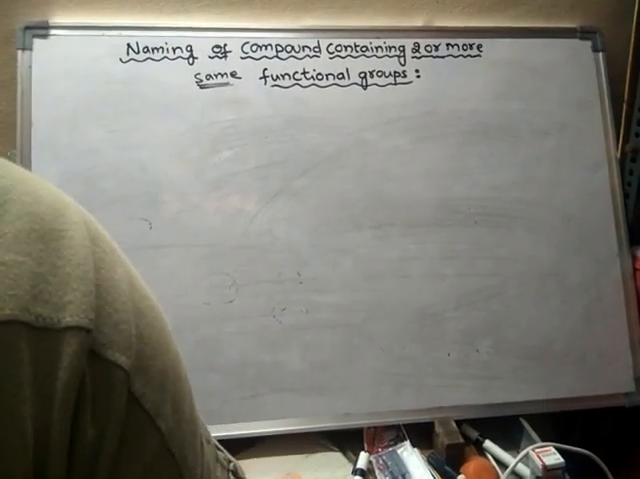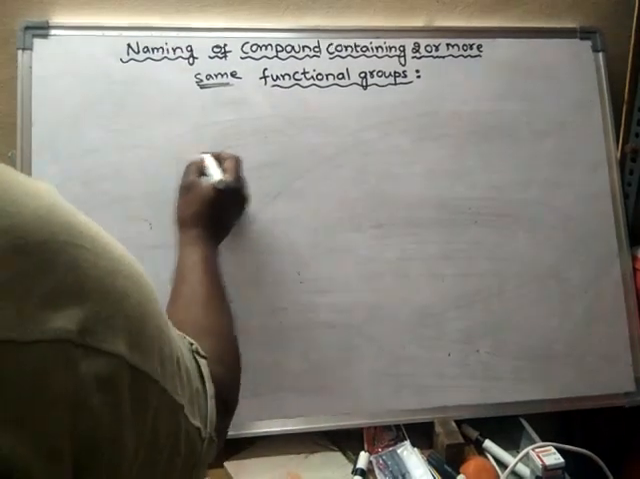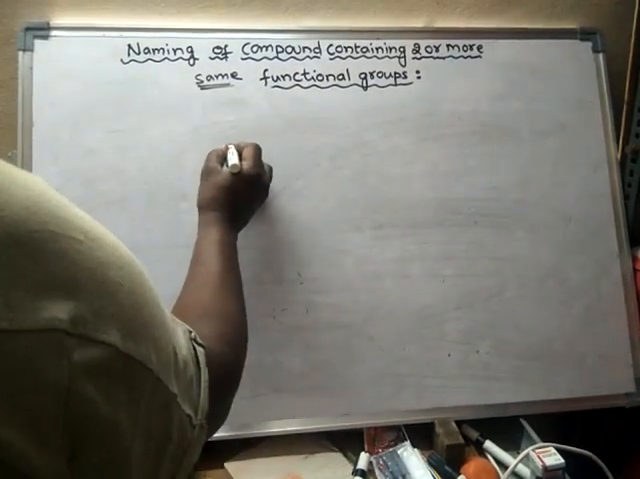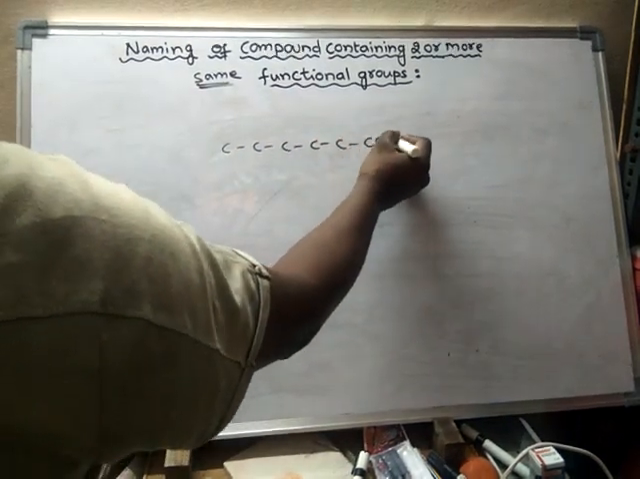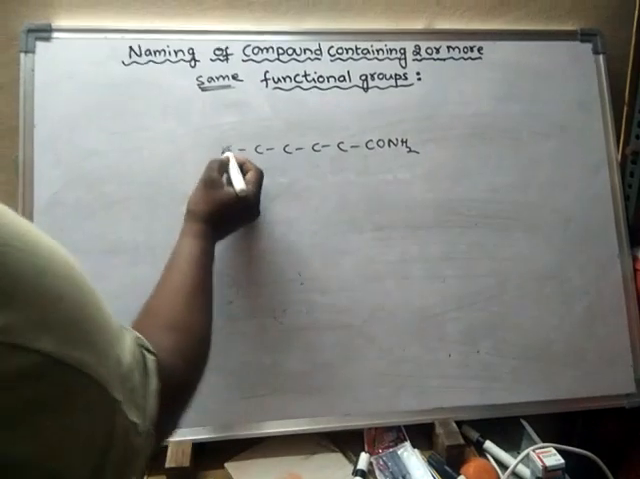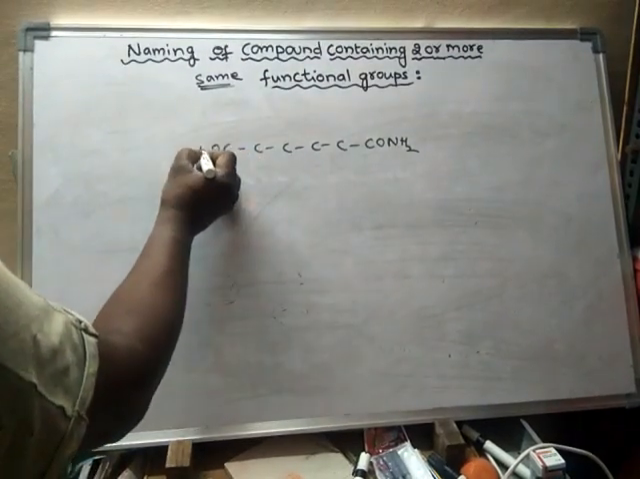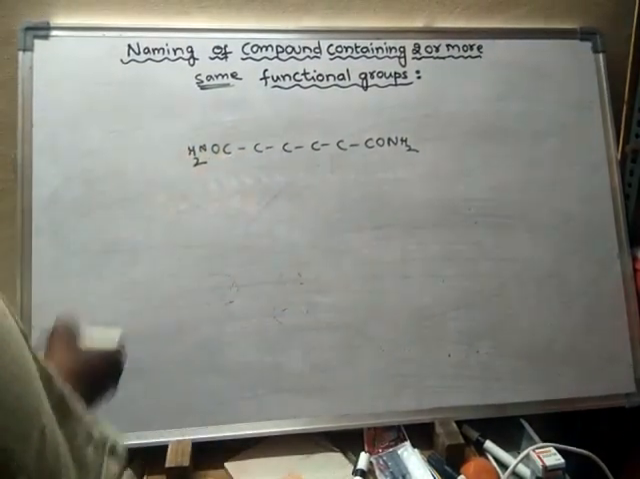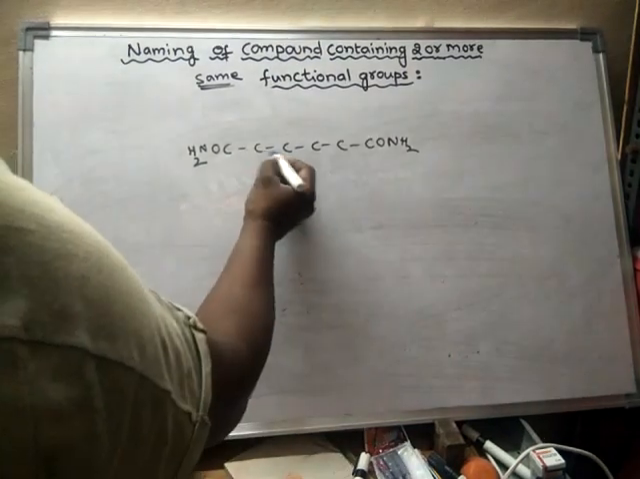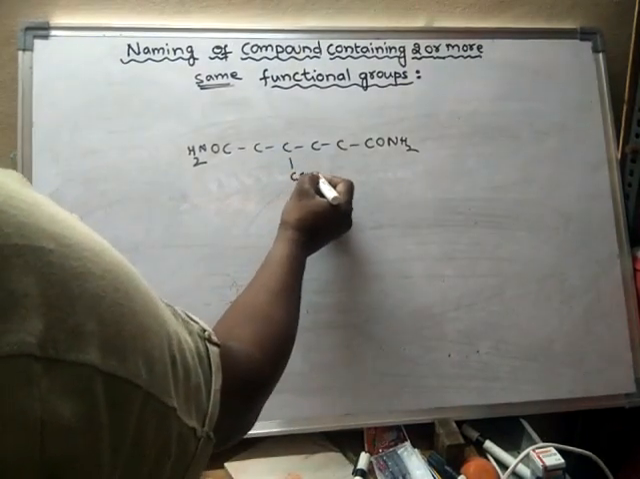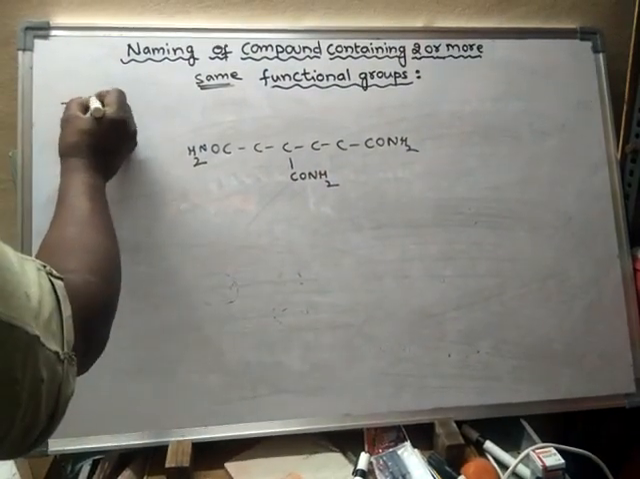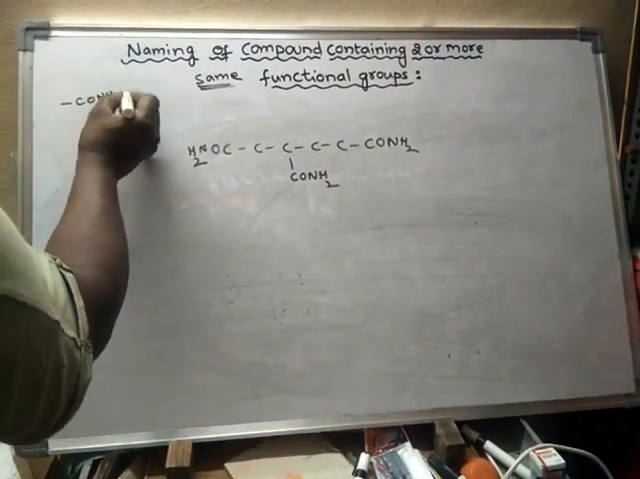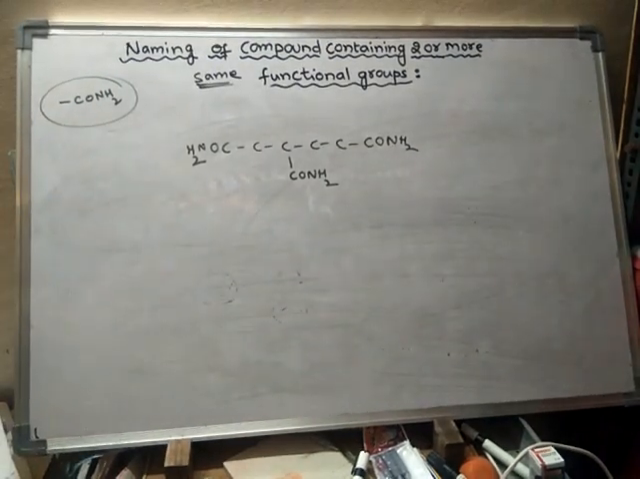Suppose 1 2 3 4 5 6, amide CONH2, and this carbon is also CONH2 amide. Okay, and somewhere CONH2 again. So these are amides. CONH2 means amide. It's a chain terminating functional group. Amide is also a chain terminating functional group.